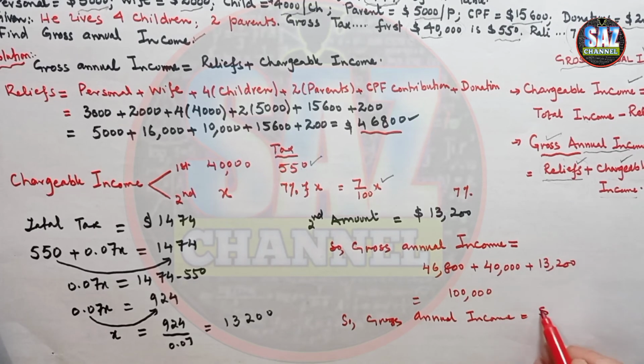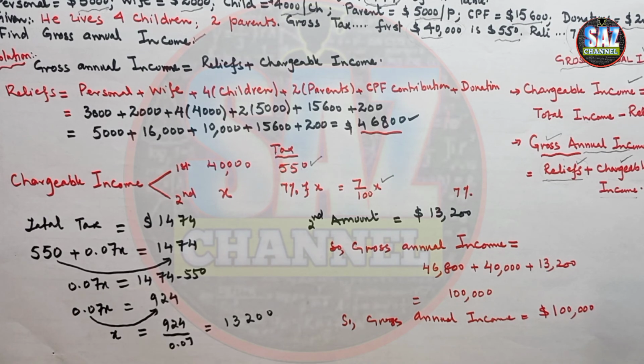a gross annual income equal to $100,000. I hope you are clear how we are applying the formula of chargeable income, how we are applying the formula of gross annual income, and the method of finding the reliefs. All these points have to be clear before the solution of these questions. Then the questions will really be easy for you.